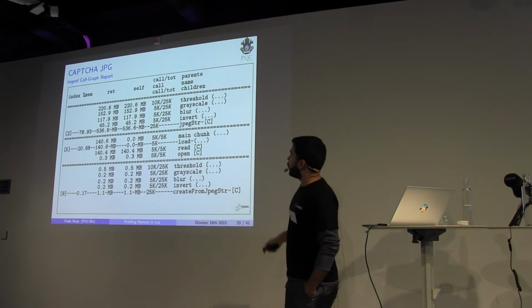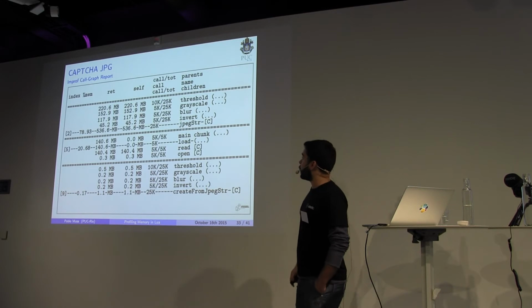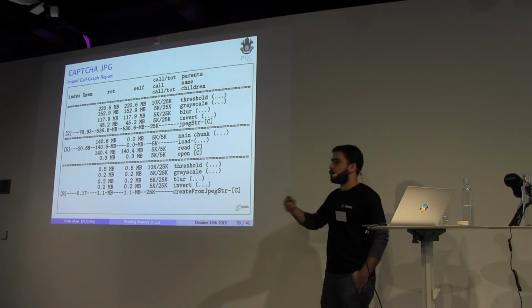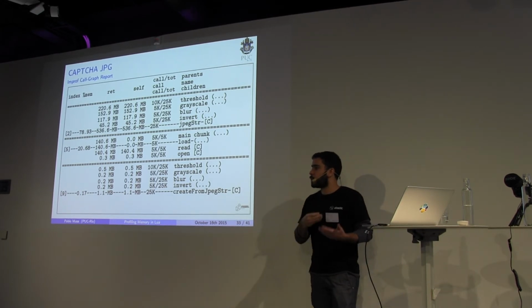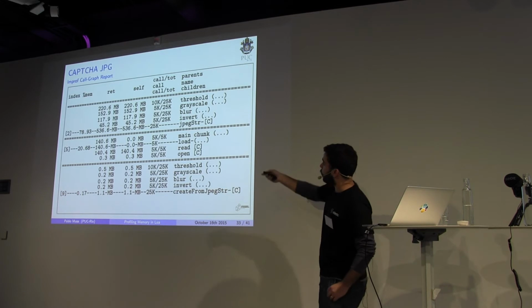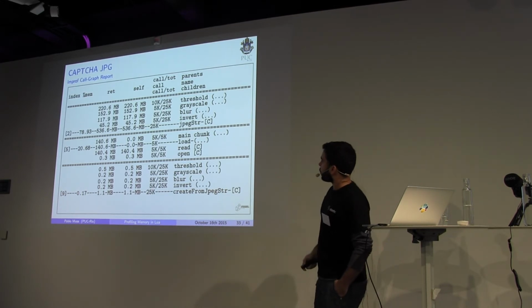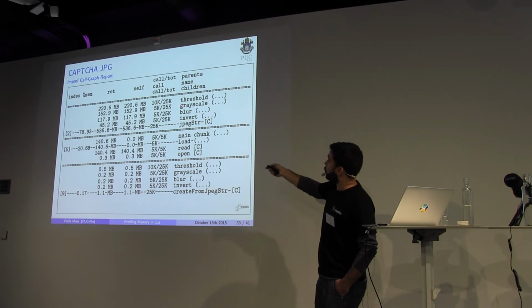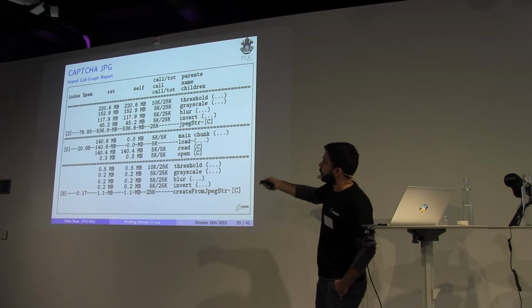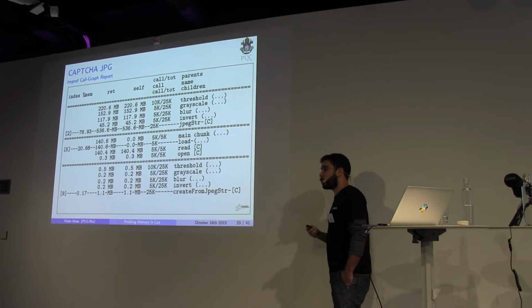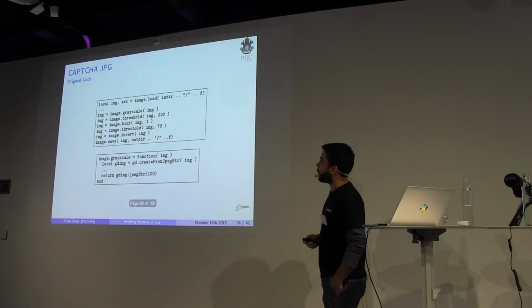If you take a look into the call graph profile, you can see very clearly that the JPEG string is being called by threshold, grayscale, blur, and invert, which are the functions that I'm applying to each image, and they are being called 5,000 times. Threshold is being applied twice, which is clear here. And these are the guys that are using the most memory in my program. So that's what I should go look into.